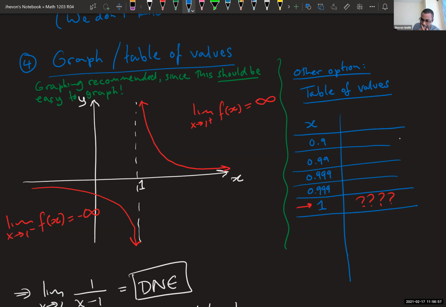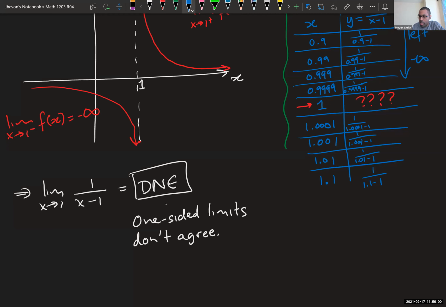Okay, for a little larger than 1, you can start off at like 1.1, 1.01, 1.001, 1.0001. You would calculate 1 over 1.1 minus 1, which is going to be positive, 1 over 1.01 minus 1, 1 over 1.001 minus 1, 1 over 1.0001 minus 1. You're going to realize that these guys start getting larger. This is from the right. Usually we do the right above.